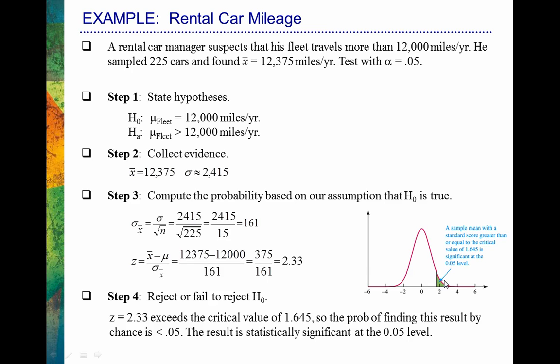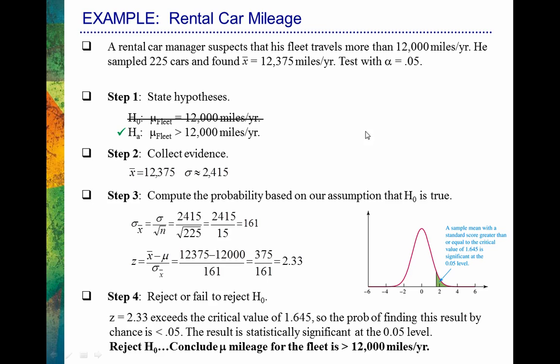So if we found that our sample mean is beyond the critical value, in the critical region, in this rejection zone as we call it, we know that we will reject the null hypothesis. And if we're going to reject this null hypothesis, we're going to then take on the alternative hypothesis and conclude that the population mean mileage for the fleet is greater than 12,000 miles.